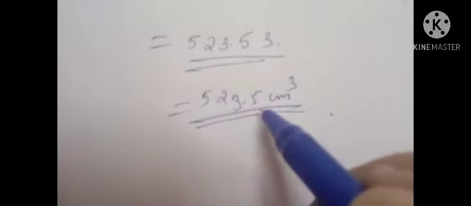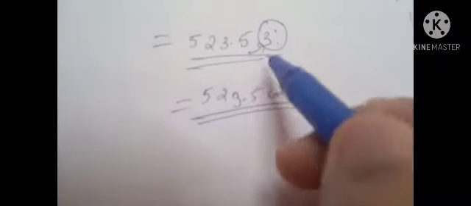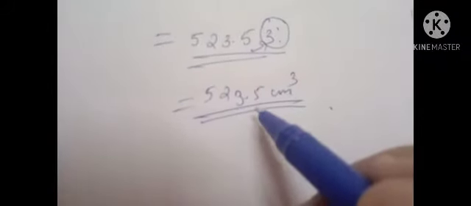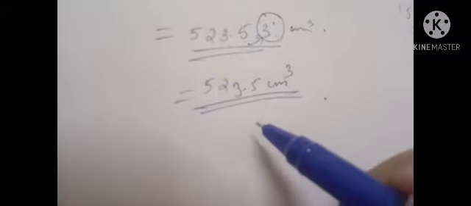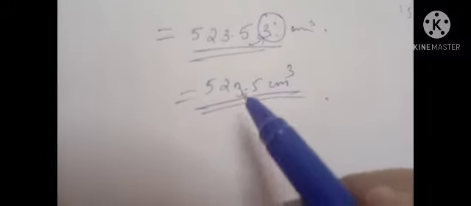So 523.5. The next digit is less than 5 now. So we can write 523.5 centimeter cube. Otherwise, we can write 523.53 centimeter cube. Anyway, we can express. So this is the remaining volume of the box.